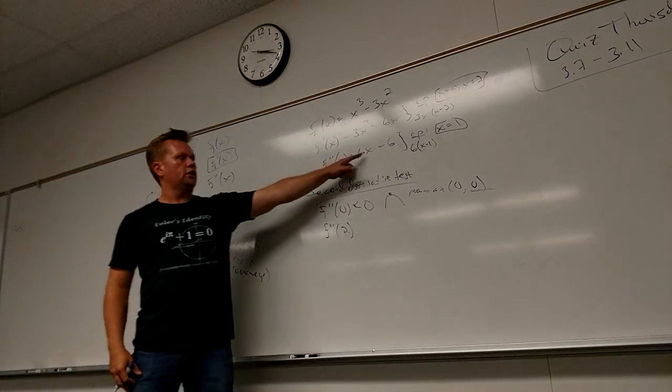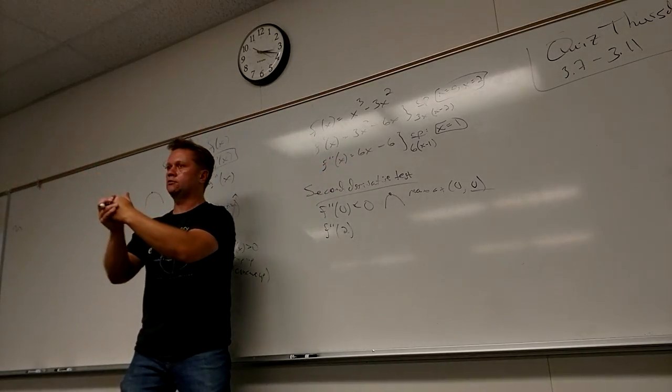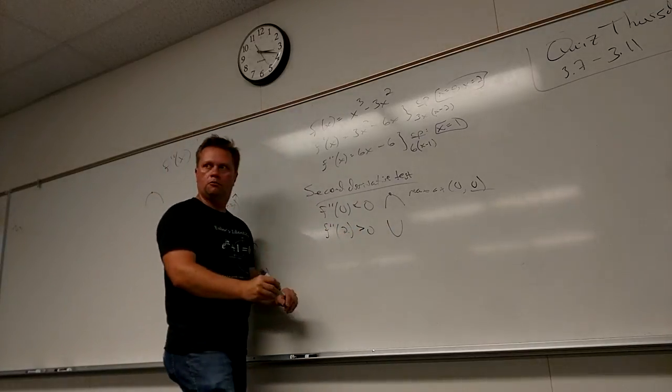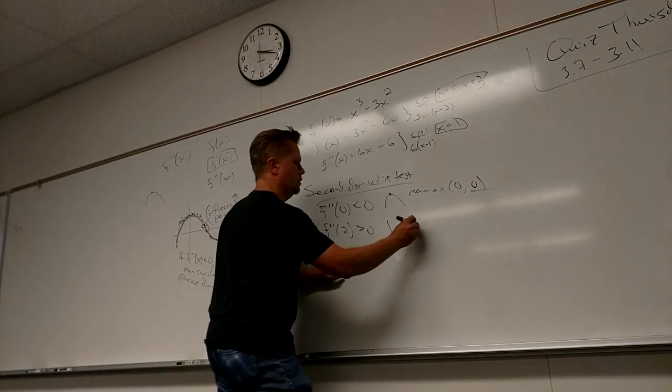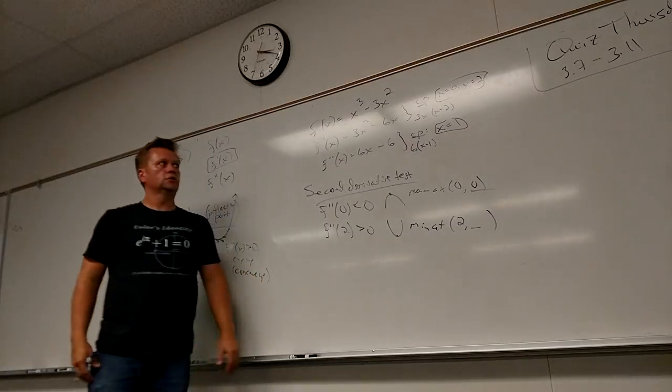When you plug a 2 in here, you get, don't care about the number, it's positive. Is that cool? 12 minus 6. That means it's cupped up, which means there must be a what at 2? A min at 2. Is a min at 2 comma what?